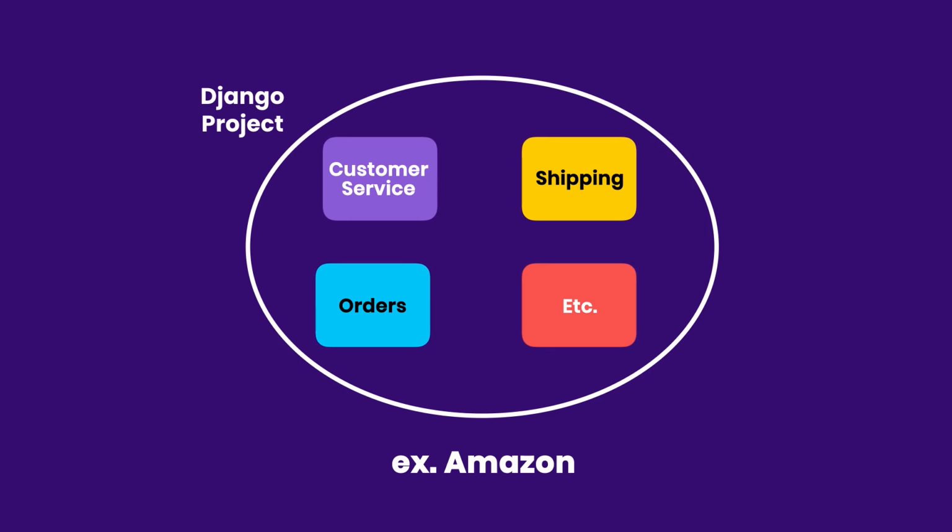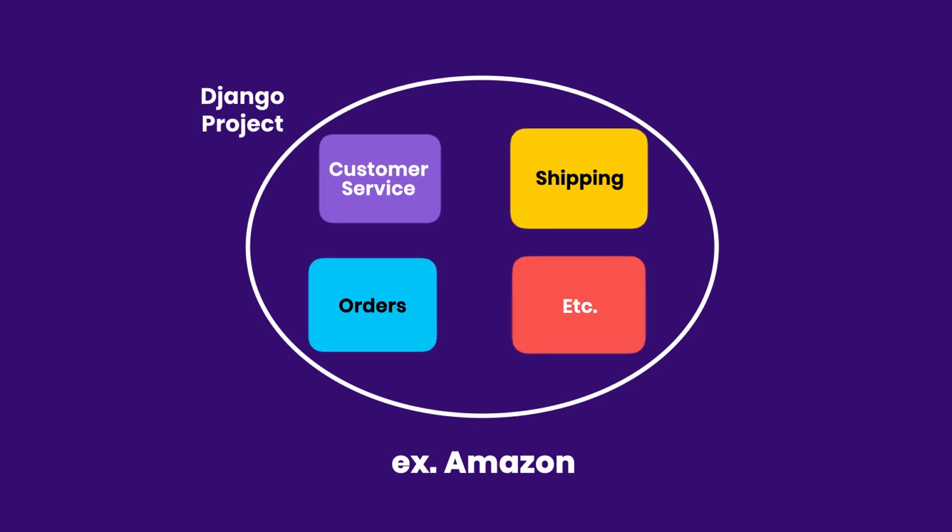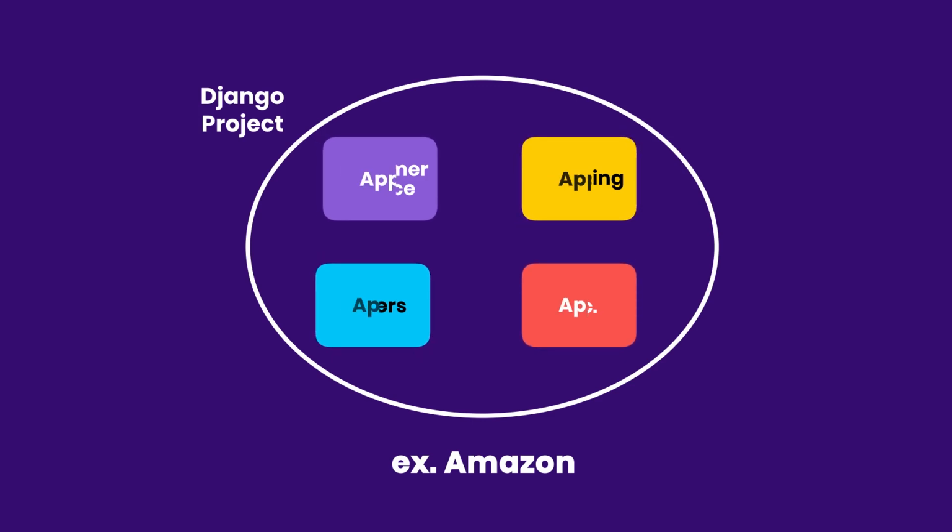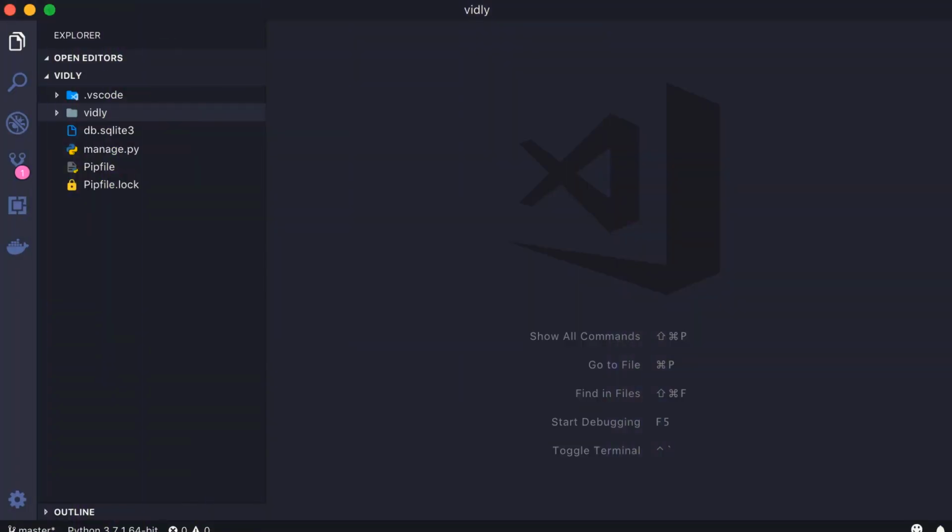So with this architecture, we can break down a large complex project into smaller, more manageable, and more maintainable apps. Also, we can reuse these apps in other Django projects. For example, we can build an app that represents a blog and then reuse this app in any website that needs a blog. Okay? So in this lecture, we're going to create a new app called Movies.